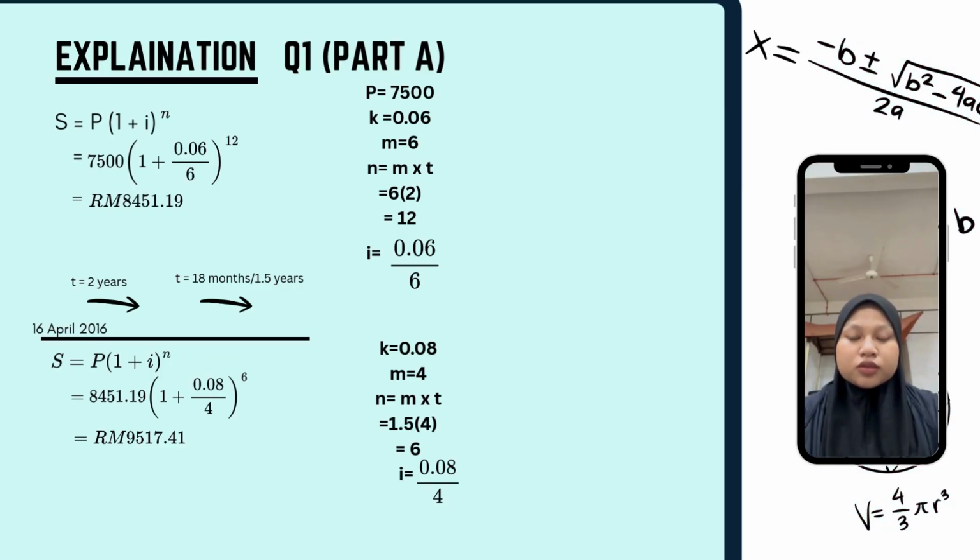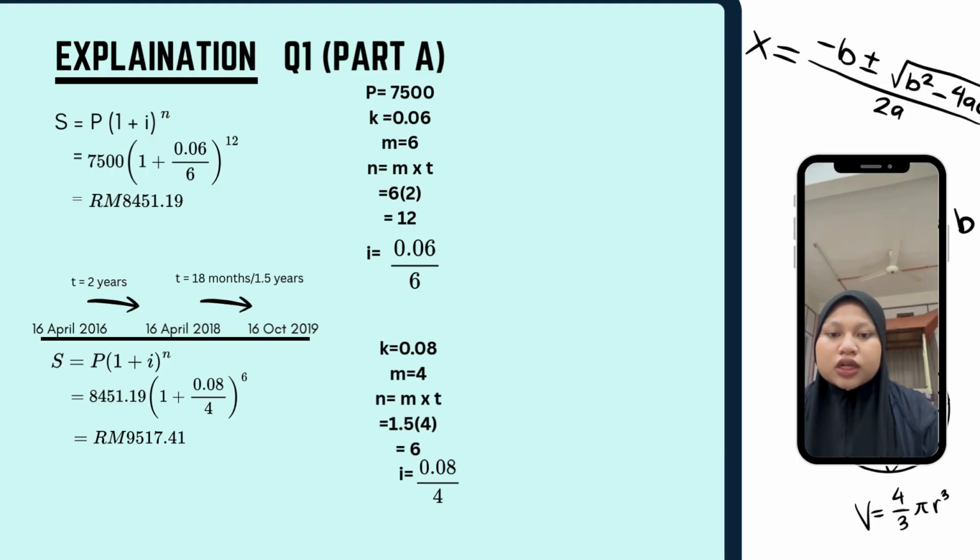Now I would like to explain question 1 part A, which is Aina deposits 7,500 at 6% compounded every 2 months. Before we start, we need to bring out the information: P equals 7,500, which is the principal, K, which is the rate, 0.06, and M equals 6. And N is equal to M multiplied by T, which is 6 multiplied by 2. We get 12. That is for 2016 to 2018.